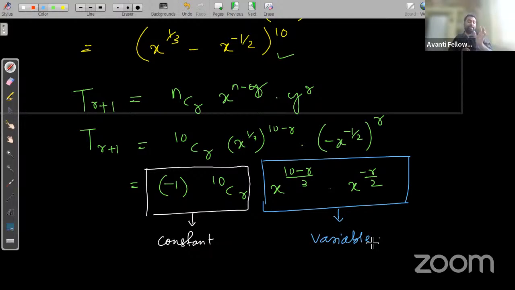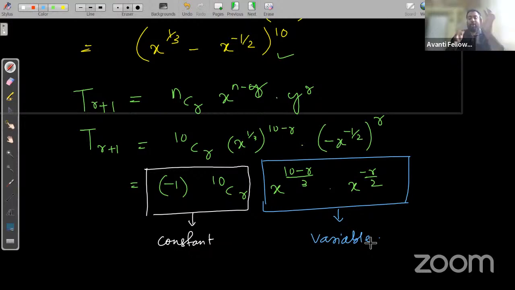In the question, it is asking to find the term which is independent of x. That means there should be no x or y. Is that clear to everyone? So we need to find here minus 1 into 10 CR, that constant term we need to find.